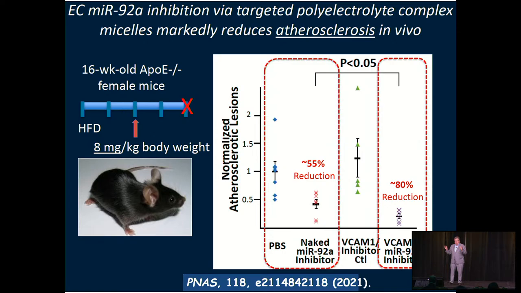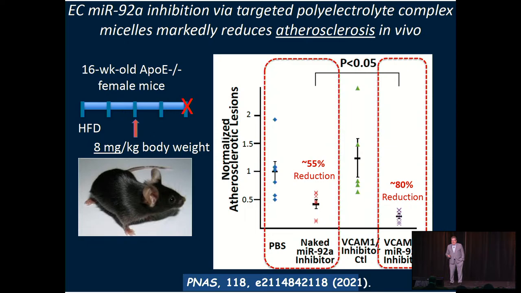So this is the result of some experiments where we condition such a mouse for 16 weeks. After 8 weeks, we made one injection of 8 milligrams per kilogram of body weight, and then we sacrificed the animal and looked at the size of the atherosclerotic lesions that developed. In the first column, we injected phosphate buffered saline. So that's a control and it kind of sets the baseline. So if you take the average of those blue diamonds, that's what we consider to be one. You can actually get pretty good results by injecting this microRNA inhibitor all by itself without our package. And that produces a 55% reduction at this level in the average size of the atherosclerotic lesions.